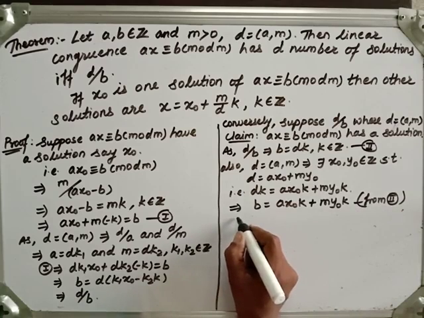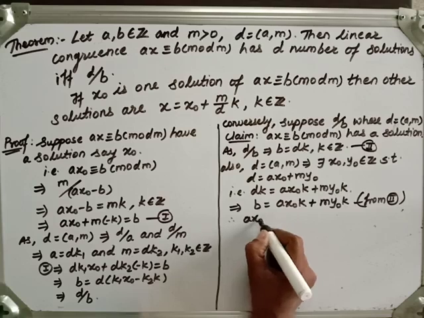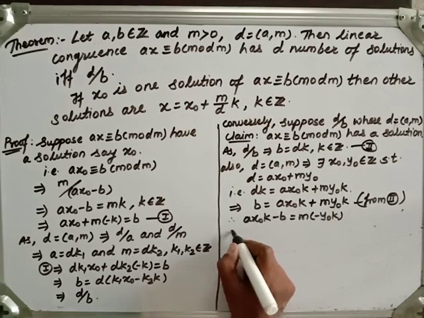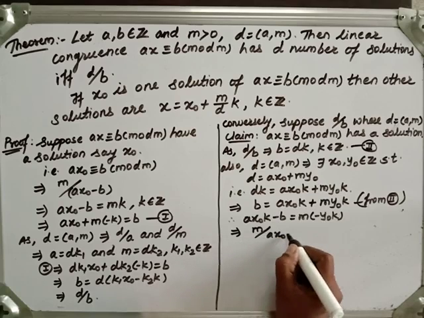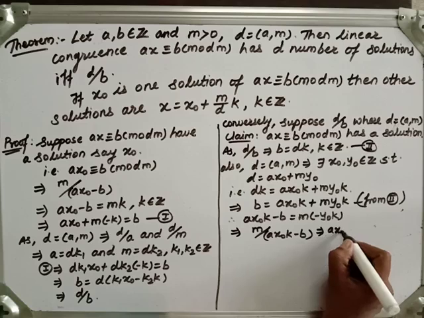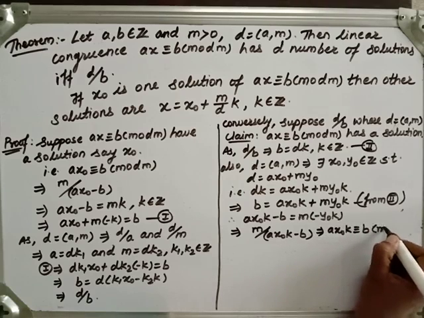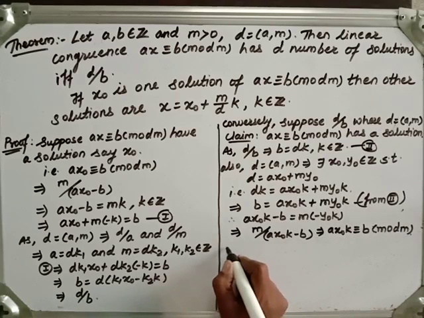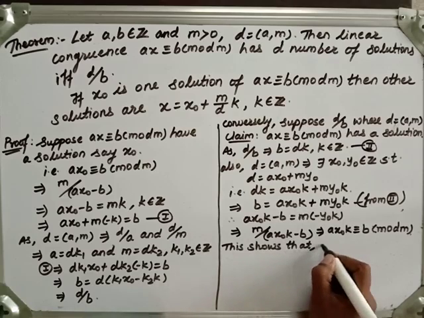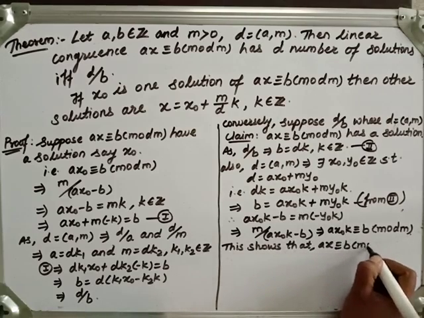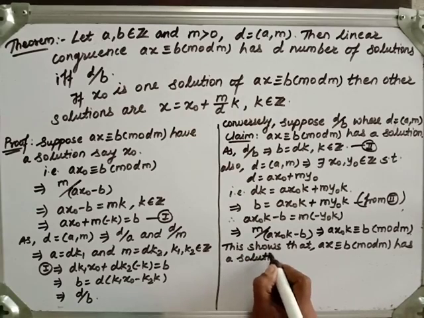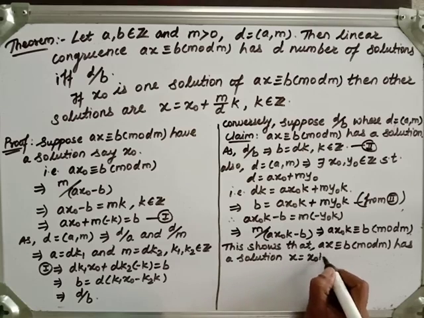Fine. Now here we get Ax naught K minus B is equal to M into minus y naught K. So this says M divides Ax naught K minus B. So this gives us Ax naught K congruent to B modulo M. This shows that Ax congruent to B modulo M has a solution x equal to x naught K.